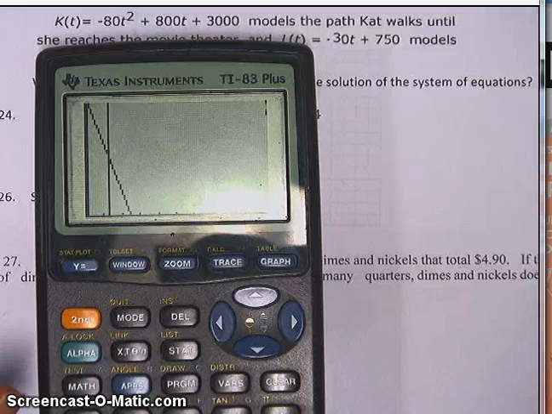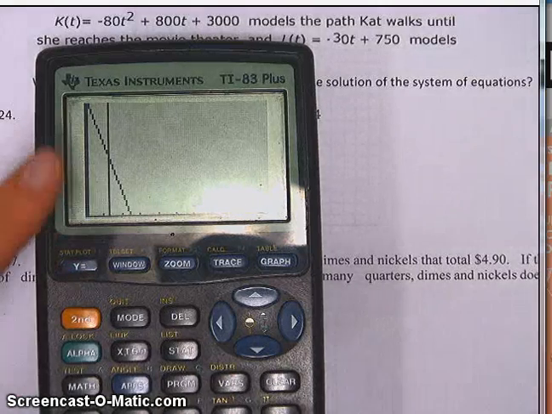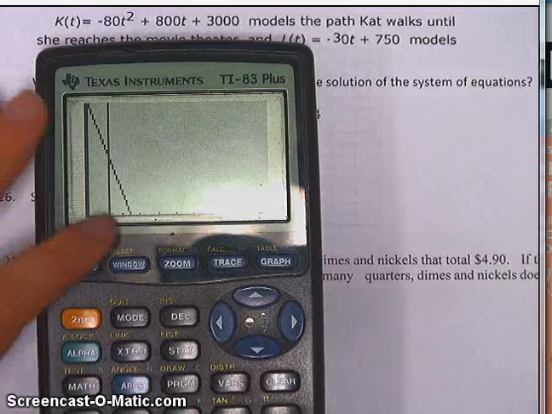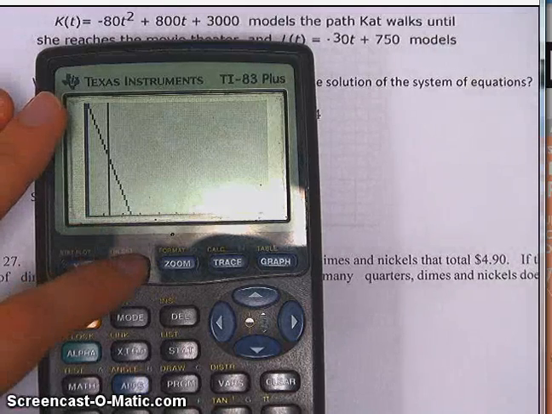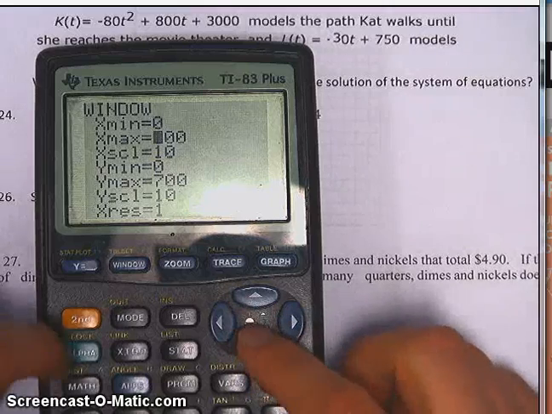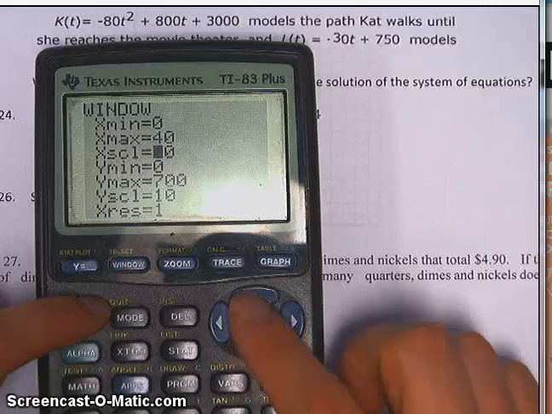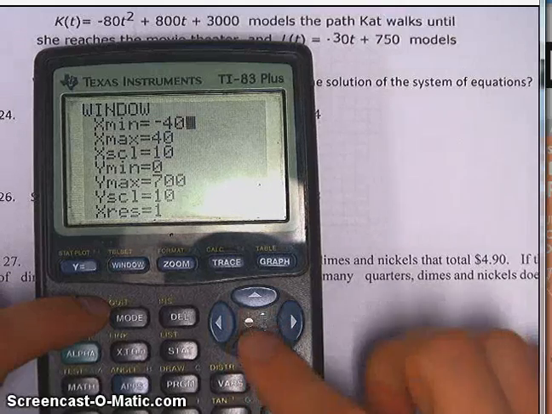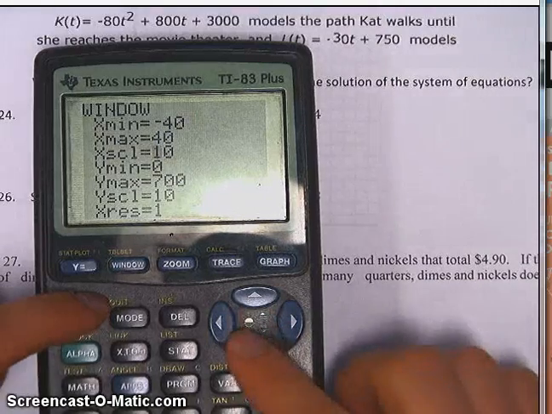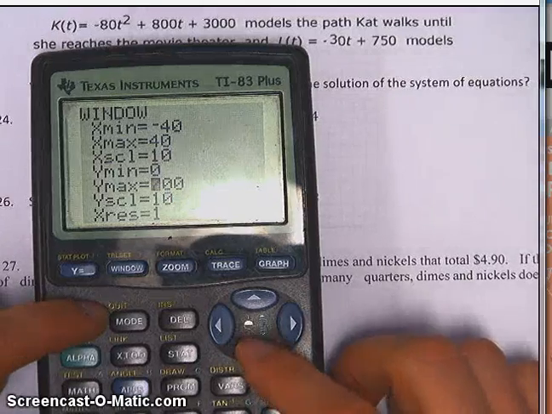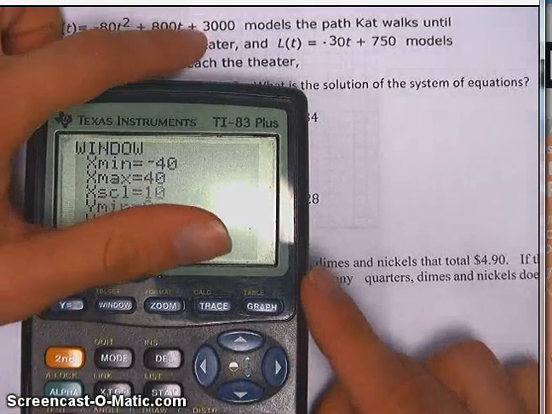And my window's no good. Well, actually I can see where they cross, but I still want to change this window a bit because I want to have a better idea of what's actually going on here. So it looks like my x's are fine. I could actually make that a bit smaller. I'm going to make this from 0 to 40. Let's go ahead and make it from negative 40 to 40. And I'll keep the scale at 10. That's fine. Now the y's, on this first equation, the y-intercept's 3,000.